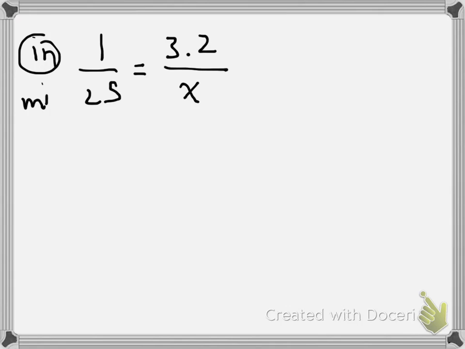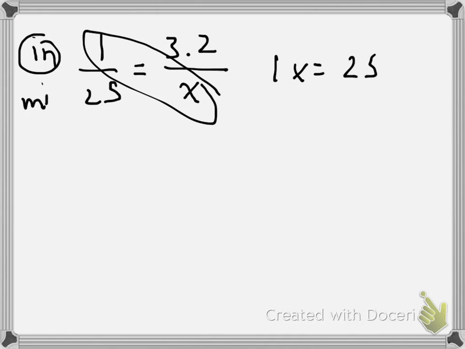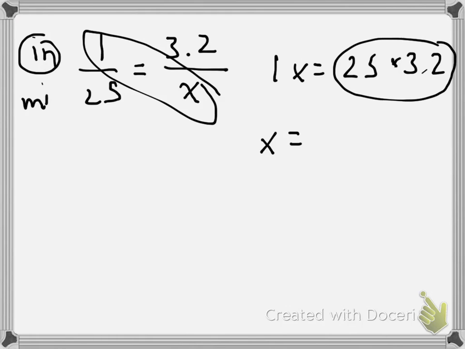And so at this point, what we're simply going to do is cross multiply. So 1 times x equals 25 times 3.2. So that's going to be 1 times x is simply going to be x. And then to get your answer, you will simply need to do the multiplication. 25 times 3.2.